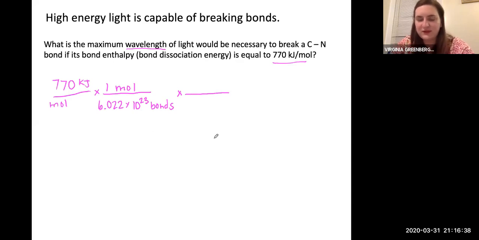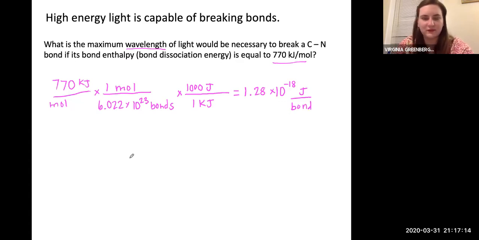And then just to get my units into units we're used to thinking about for light, I'm going to also say that I'll have 1,000 joules for every 1 kilojoule. And I'll see that this ends up being 1.28 times 10 to the negative 18 joules would be required to break 1 bond. And so I want to think about just 1 photon breaking 1 bond.